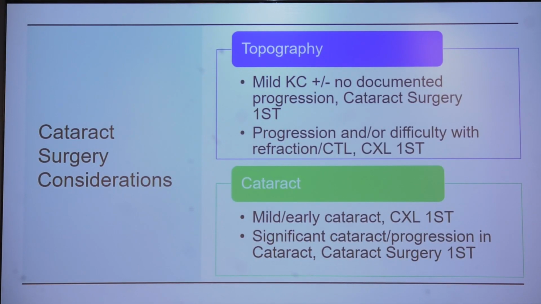Now, how do you decide? I get patients sent to me all the time, and they have keratoconus, and so people are asking, when should we do cross-linking? When should we do cataract surgery? And I would say that if the patient has mild keratoconus, or even moderate keratoconus without documented progression, you can easily do the cataract surgery first. However, if you have a very difficult refraction, you're not getting good K readings, then you could do cross-linking first.